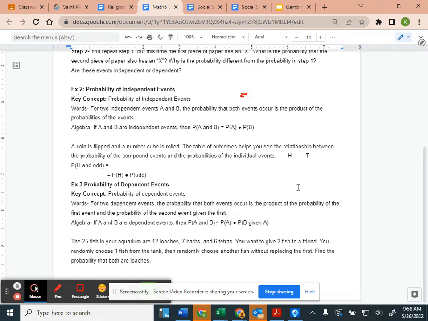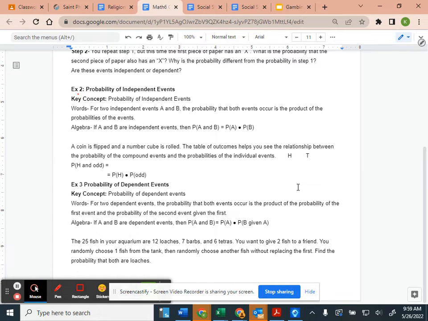Now we need the probability of dependent events. So for two dependent events, the probability that both events occur is the product of the probability of the first event and the probability of the second event given the first. So it means that first event's probability, and then we know that bottom number is going to be different, okay, because the outcomes are affected by that first event. So let's see what that means.